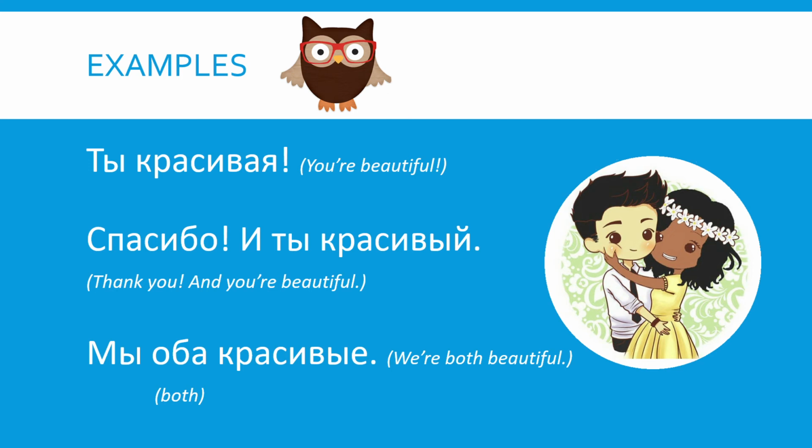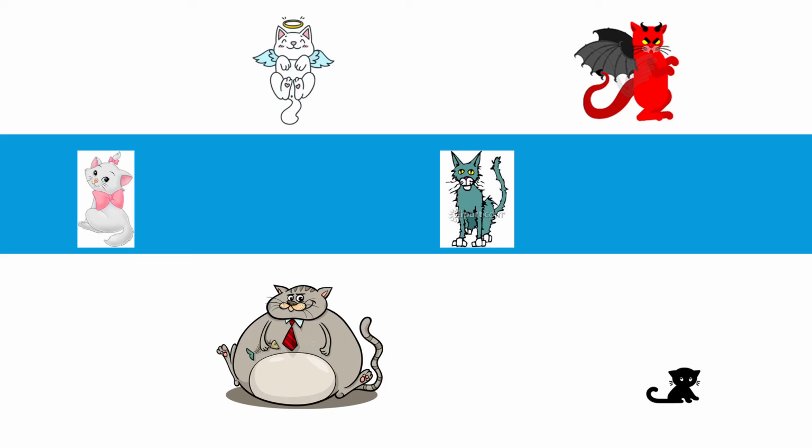Okay, let's look at some more examples. We're going to practice with the word кот, which means cat. Now that word is male and singular. So let's look at the top left corner. We've got a picture of an angelic cat. This is a good cat. So what would we say to describe this? Это хороший кот. This is a good cat.